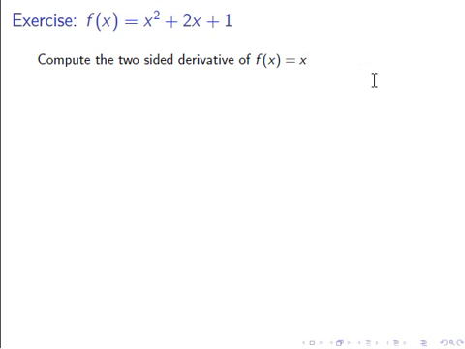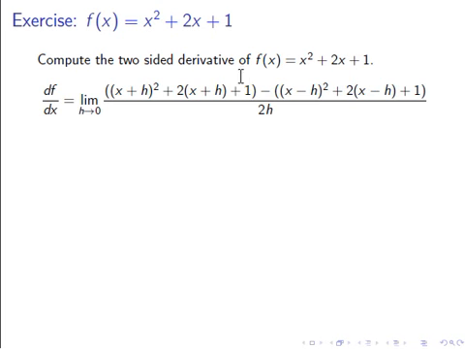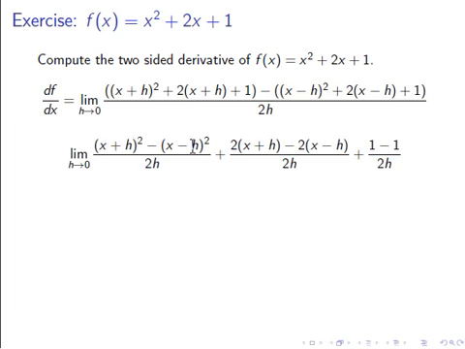First, we plug in x plus h into the function and get x plus h squared plus 2 times x plus h plus 1. Second, we plug in x minus h into the function, we get x minus h squared plus 2 times x minus h plus 1. And then we break this difference quotient up into three difference quotients. One for this quadratic part, one for the linear part, and one for the constant part.